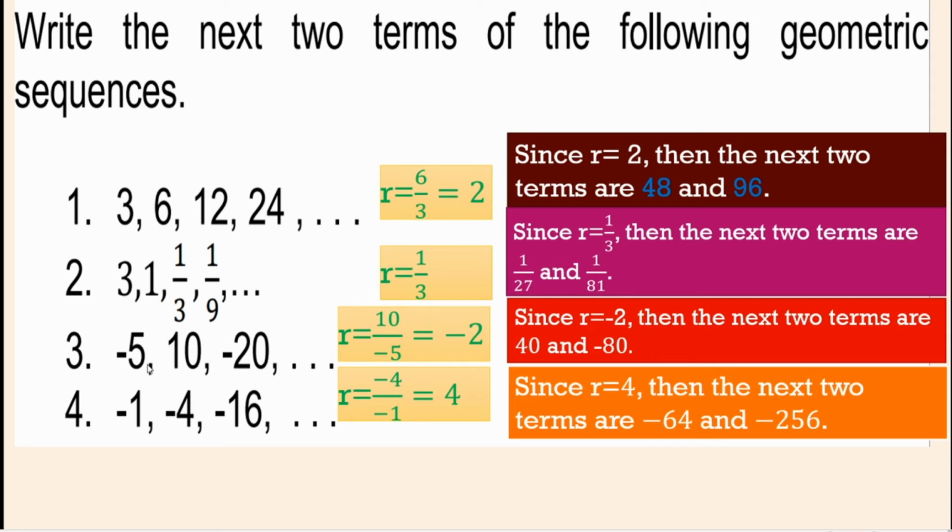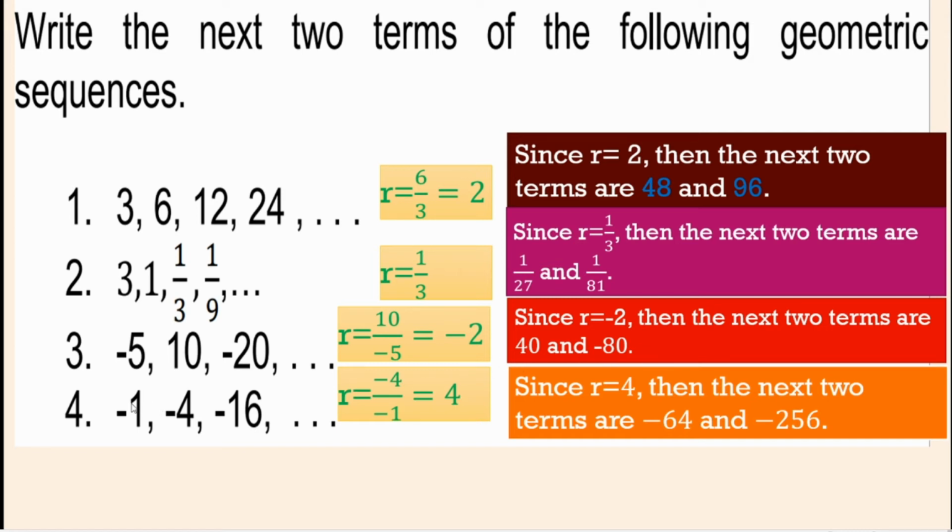On number 3, we have negative 5, 10, negative 20, and so on. So our common ratio is equal to 10 divided by negative 5, which is equal to negative 2. Since our common ratio is negative 2, we're going to multiply negative 2 with negative 20. Negative 20 times negative 2 is positive 40. 40 times negative 2 is negative 80. Therefore, our next two terms are 40 and negative 80.